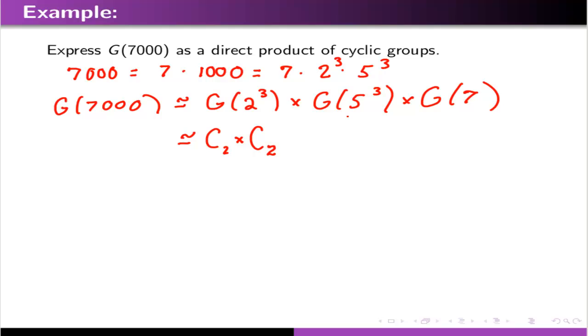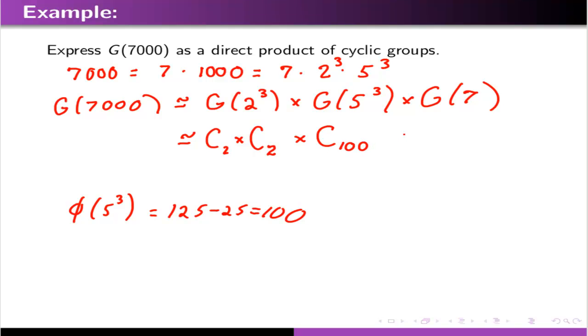The group of units mod 5 cubed, okay, so the order is the Euler phi function, so phi of 5 cubed is 5 cubed minus 5 squared, which is 100, and it's a cyclic group, so this would be a cyclic group of order 100. And the group of units mod 7, the Euler phi function of 7 is just 6, so that's a cyclic group of order 6. Okay, so we've expressed G7000 as a direct product of cyclic groups.